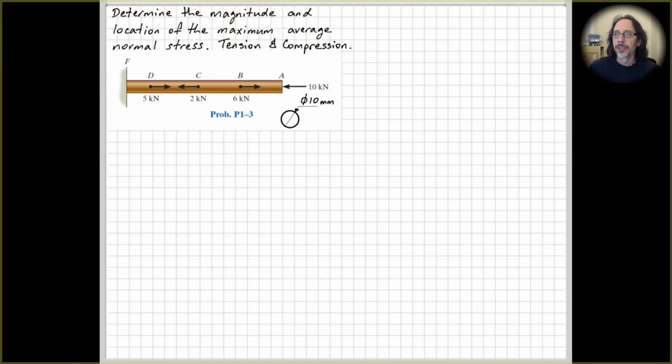Hey, how's it going? This time we're going to look at a simple stress problem. All right, so here's the problem description. We have some kind of rod or bar with some loads acting on it somehow.